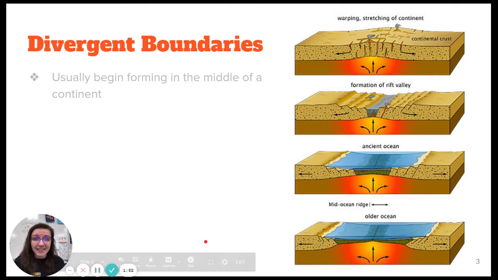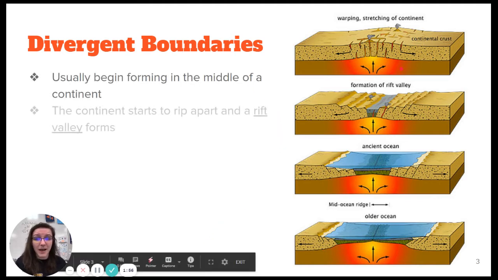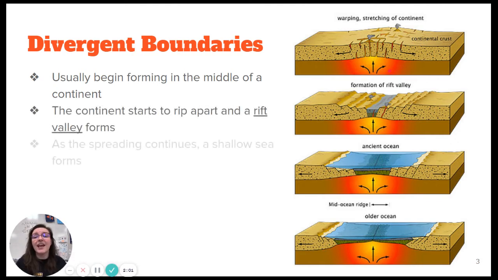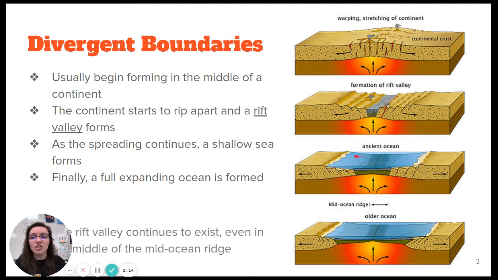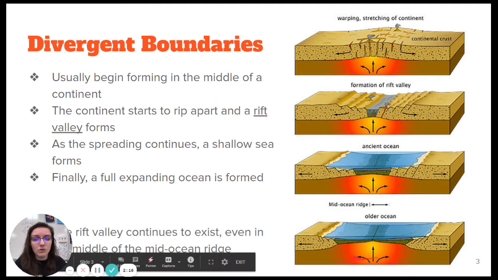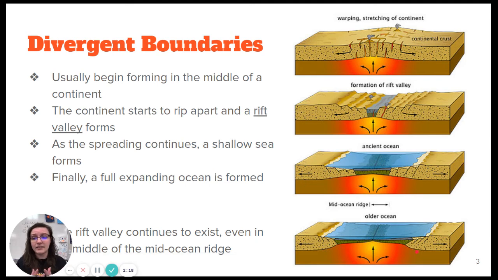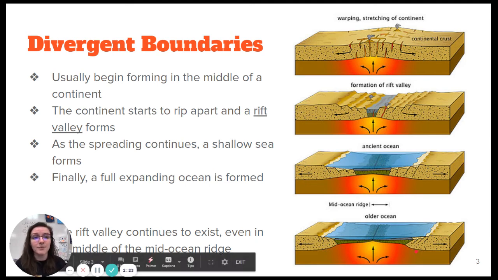We can see this starts to happen in the middle of a continent. There's a weak spot, or in the ocean, and it'll start to rip apart, and you'll get a rift valley as it is being pulled apart, but not all the way separate yet. And since that is lower down, it is a valley, water will fill it in, and we will get a shallow sea. And then eventually it spreads all the way, it continues to spread, and you get an ocean and the mid-ocean ridge in the middle.